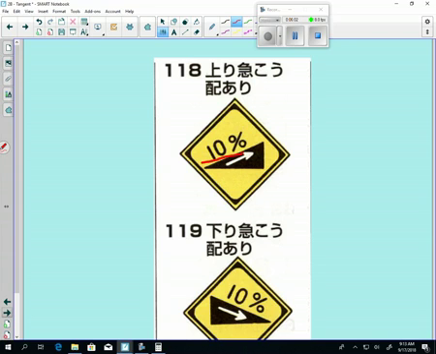What does that 10% mean? Well, we can see here, there's a picture that looks like a little hill. The 10% means there's a 10% grade. There is an elevation. To go up the hill is 10%. Sometimes it's going down 10%.